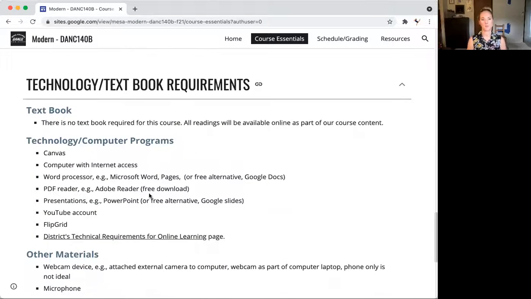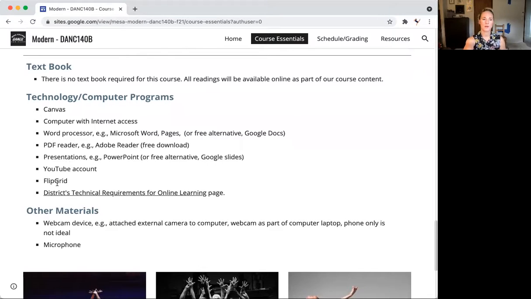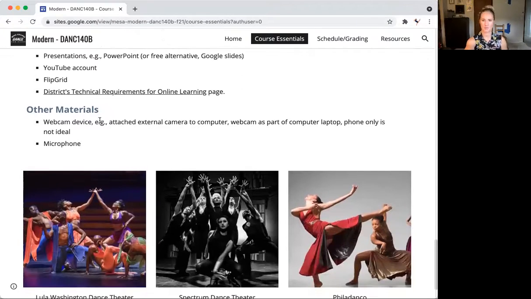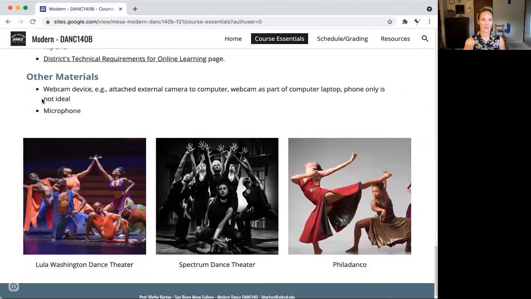Technology: there are no textbooks required for this course, but because our course is hybrid, we will be dancing in the studio for the majority of it, but there'll be some online assignments as well. So you're going to want a computer with internet access at some point. You're going to be doing some typing, some YouTube, possibly some Flipgrid. There we will be engaging, but computer with internet access is going to be key for participation in this course.